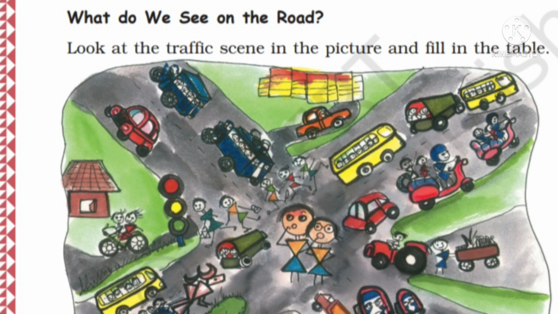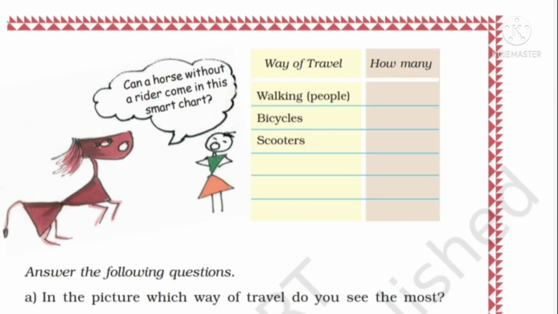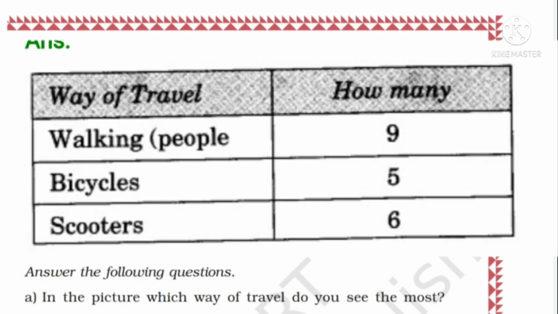What do we see on the road? Look at the traffic scene in the picture and fill in the table. See, it's a traffic scene. We can see different types of vehicles. What are the vehicles? Bus, car, bullock carts, cycle, scooter, bike, and some people are going by walking. In this chart we have to fill in how many people are walking, how many are traveling by bicycle, how many by scooter.